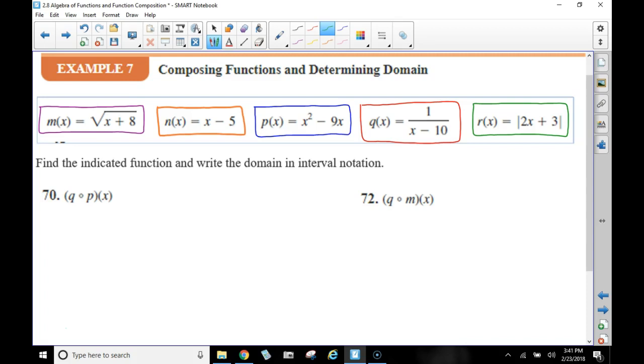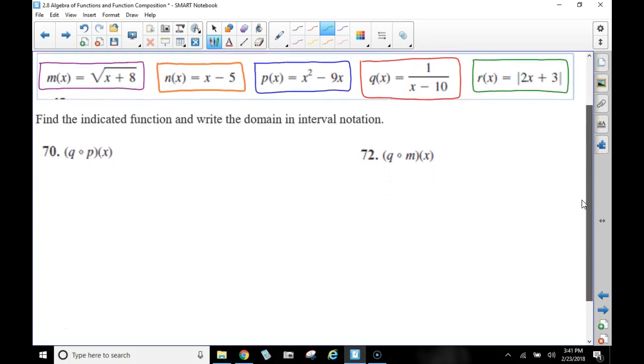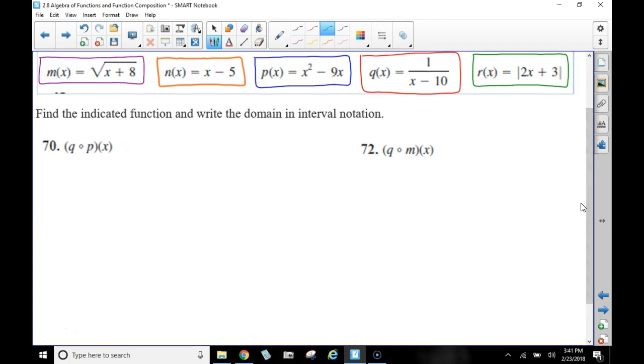So this one says, on this set of examples, find the indicated function and write the domain in interval notation. Q composition P of x. Y'all, that's a new function that we're forming. Remember how we write that. We're going to first of all rewrite that as Q, the outer function, evaluated at P of x, the inner function. That is so important that you write that.